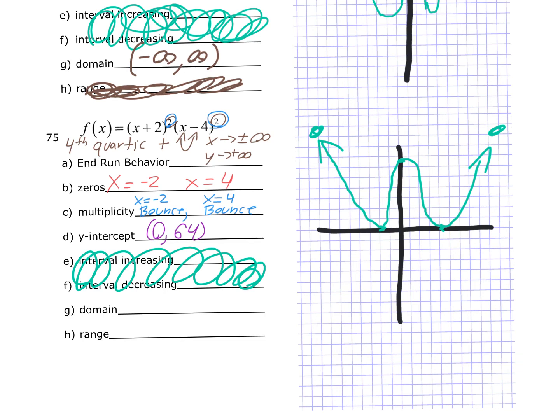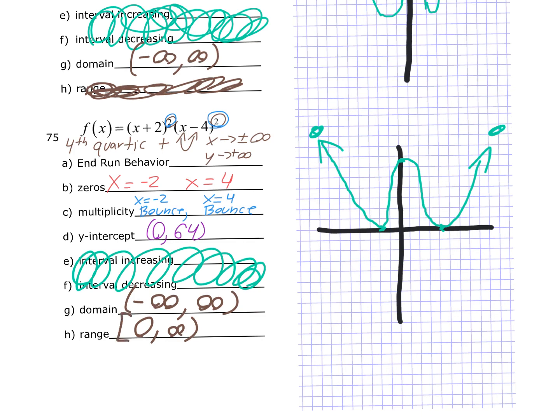But I can actually solve now my domain and my range. My domain, as all polynomials will be negative infinity to positive infinity. My range will be 0 to infinity, with a bracket on that 0.